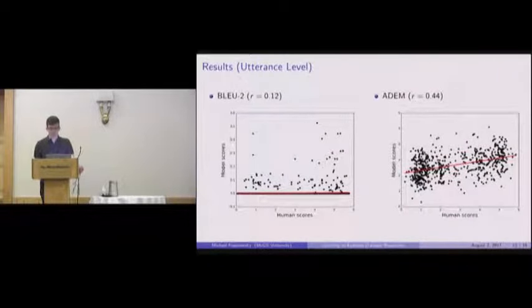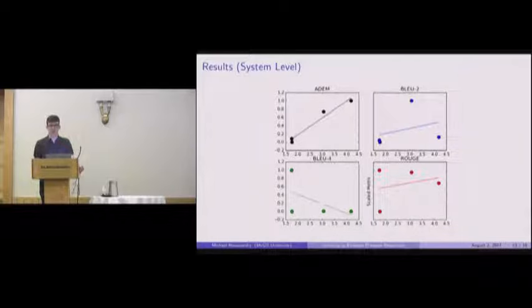So as for results, what we can see is that the ADEM model sees significant correlation of 0.44, whereas for the word overlap metrics, you can see on the left-hand side, there was very low correlation, and it actually assigns a lot of scores of 0 because there isn't any word overlap. For the system level correlation, we can see that ADEM can accurately score the models, can rank them the same way that humans do, whereas the word overlap metrics do not.